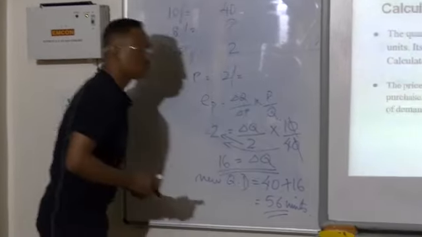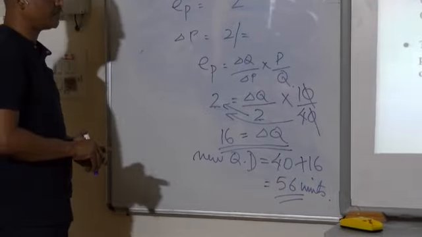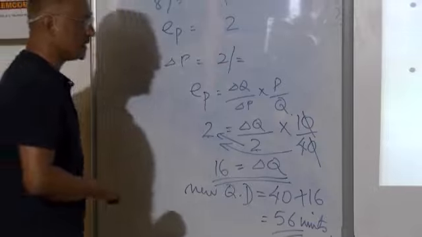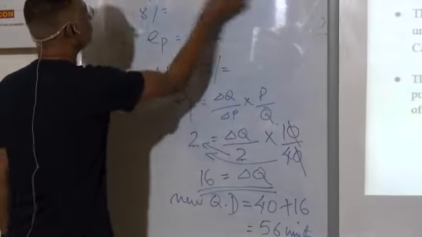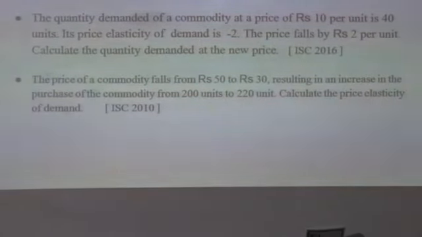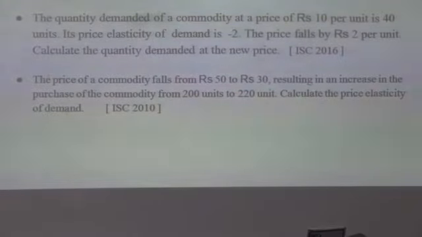So this is how a simple question is solved. So that was ISC 2016. Now we will try the next question, ISC 2010. The same formula will be used. I will read. The price of a commodity falls from rupees 50 to rupees 30.